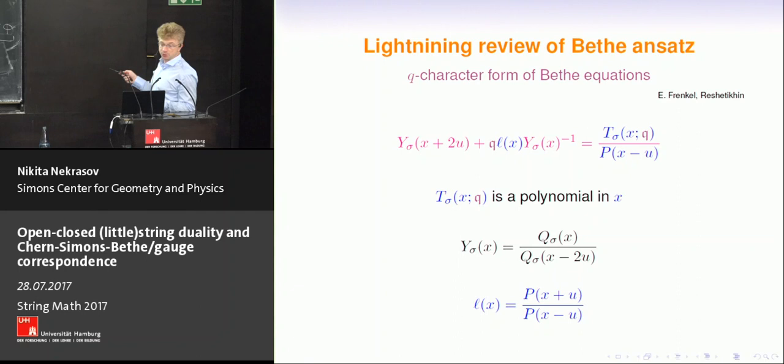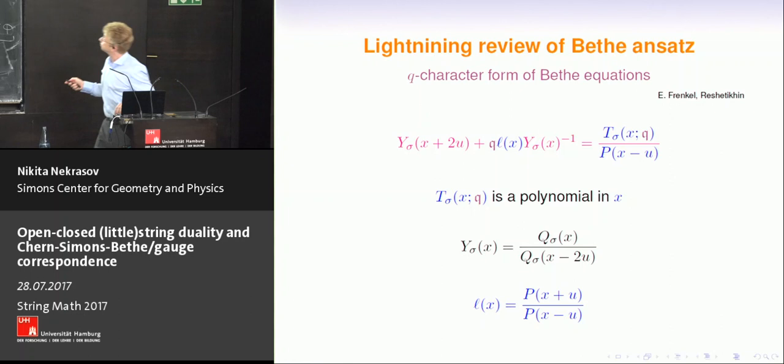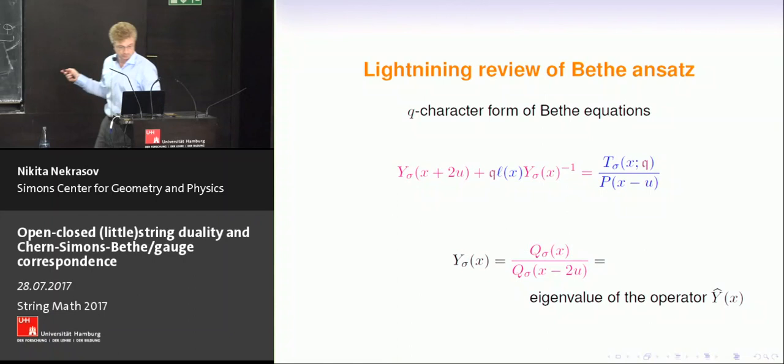The Q-characters were introduced by Edward Frenkel and Nicolai Reshetikhin, and also Knight, I believe, in the context of Yangians. Again, the content of this equation is that T defined in this way is a polynomial in X. So there are no additional poles except for the poles which come from the zeros of the Drinfeld polynomial. And so you encounter an operator Y hat, which is a ratio of Q operators.